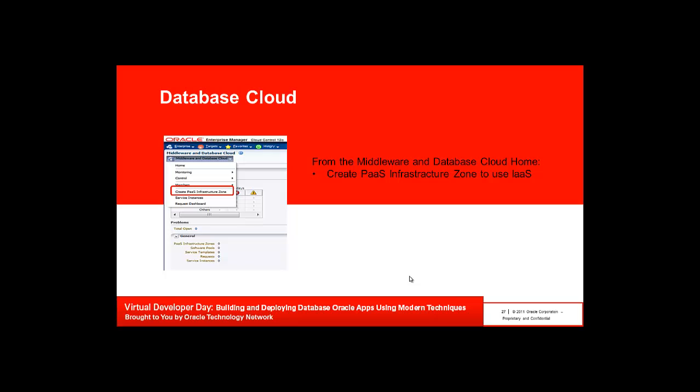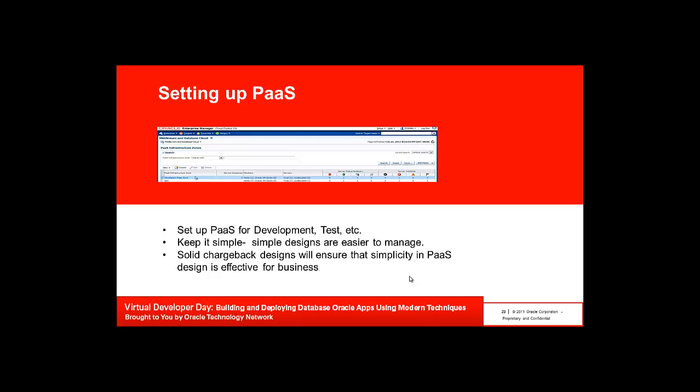The next step is to create the Platform as a Service Infrastructure Zone now that we have our storage all registered. You can get to this through the Middleware and Database Cloud menu to create PaaS Infrastructure Zone. We already have one that's set up in our actual database cloud, so we're going to look at that. It's called the Development PaaS Zone.